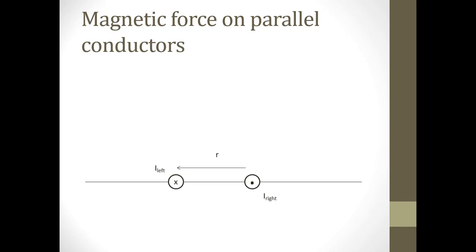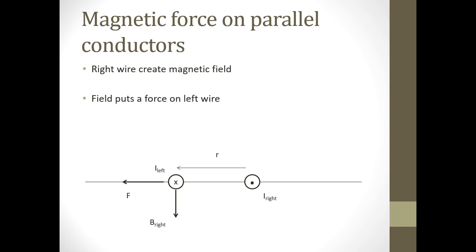Remember that moving charged particles create a magnetic field, but magnetic fields put forces on moving charged particles. If we look at the magnetic field caused by the right wire at the location of the left wire, it's acting downward. We can show that by the right-hand rule. If the magnetic field is acting downward and we apply the right-hand rule, we find there's a force on the left-hand wire acting outward to the left.